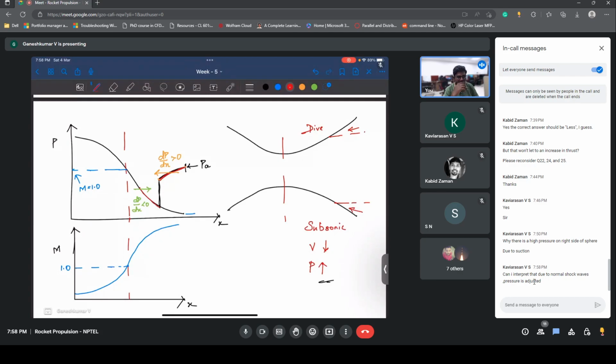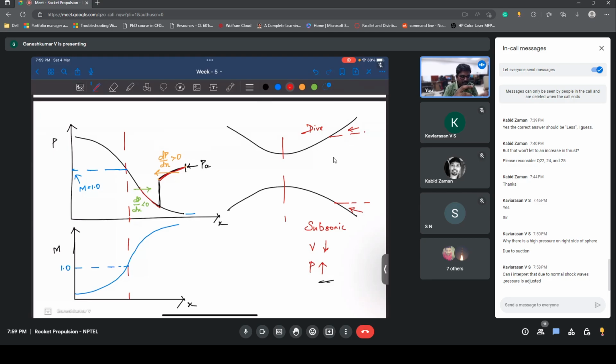Sure. Can I interpret that due to the normal shock, pressure is adjusted? Yeah, you can say adjusted, but instead what you can say is the pressure has to reach the ambient pressure. That is the reason it puts a normal shock. You do not know the downstream condition. When you are accelerated to supersonic, there is no information which comes from downstream to upstream, right? So what is pressure?